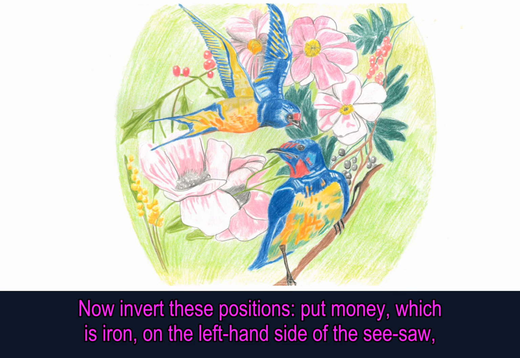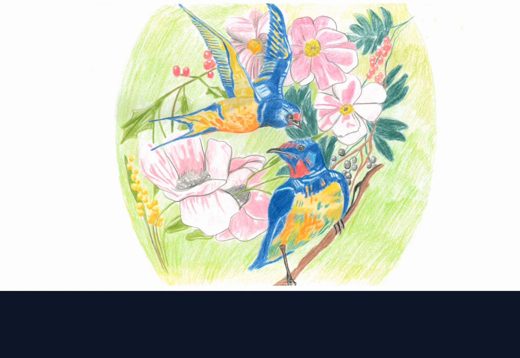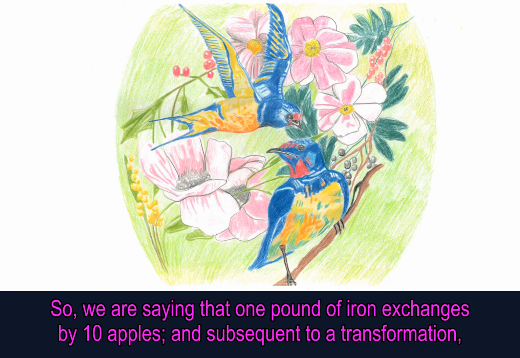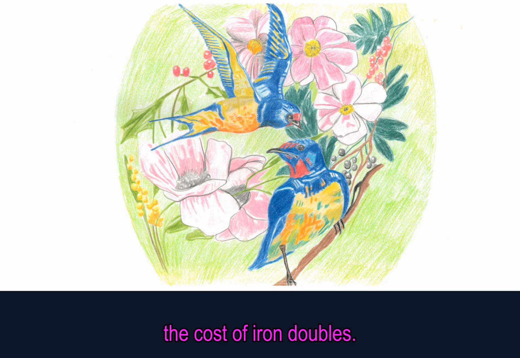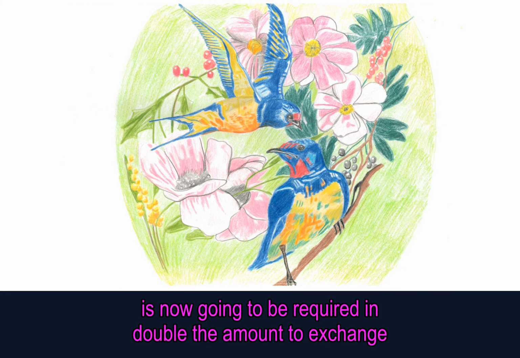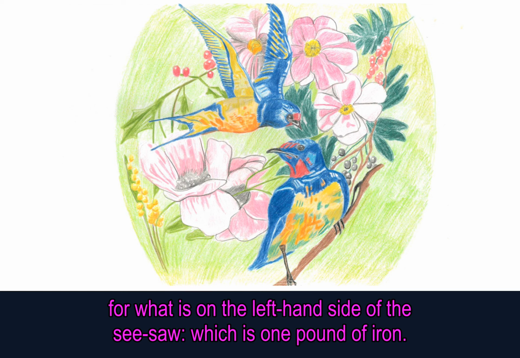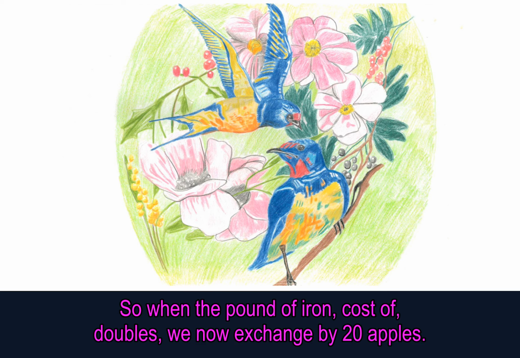Now invert these positions. Put money, which is iron, on the left-hand side of the seesaw, and put apples on the right-hand side of the seesaw. So we are saying that £1 of iron exchanges for 10 apples, and subsequent to a transformation, the cost of iron doubles. So we can infer linguistically that whatever is on the right-hand side of the seesaw, which is apples, is now going to be required in double the amount to exchange for what is on the left-hand side of the seesaw, which is £1 of iron. So when the cost of the pound of iron doubles, we now exchange for 20 apples.